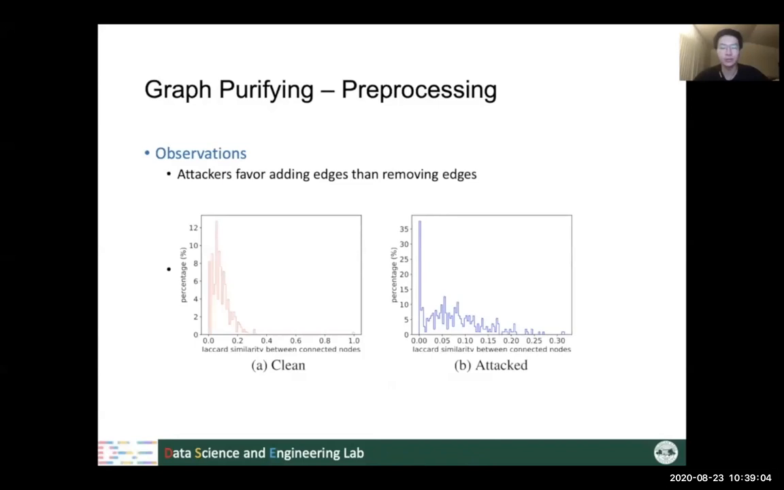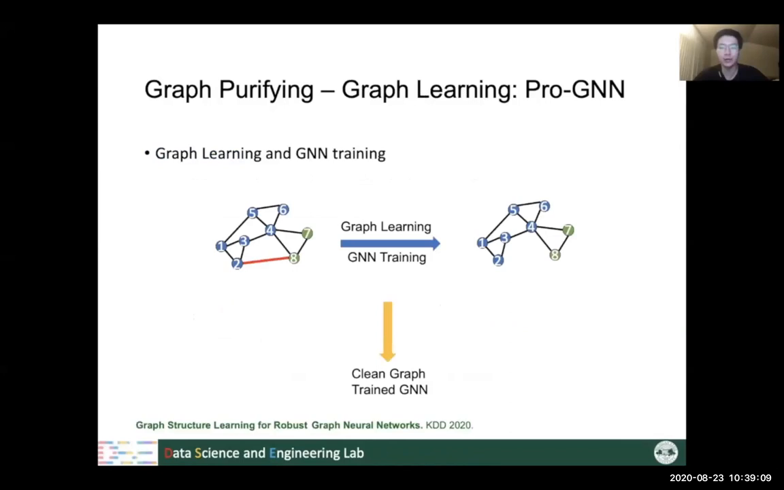However, pre-processing may not be an ideal choice for purifying the graph. It can mistakenly remove normal edges. So another purifying strategy is graph learning. Our work at KDD 2020, Pro-GNN, is an example. We propose to jointly optimize the graph structure and GNN parameters. After that, we can obtain both clean graph structure and the trained GNN parameters. Then the question is, how do we guide the graph learning process?